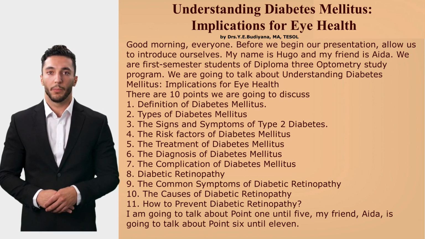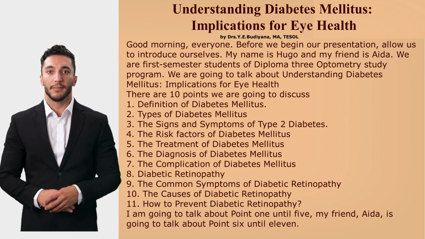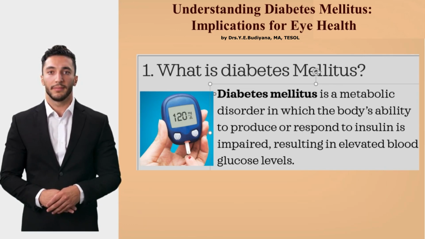I am going to talk about point 1 until 5, and my friend, Ida, is going to talk about point 6 until 11. Diabetes mellitus is defined as a metabolic disorder in which the body's ability to produce or respond to insulin is impaired, resulting in elevated blood glucose levels.